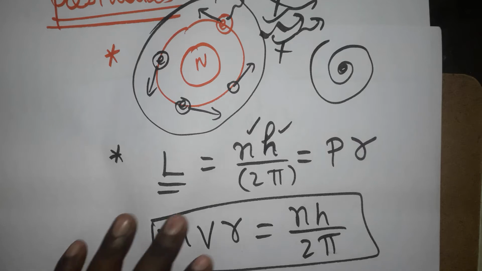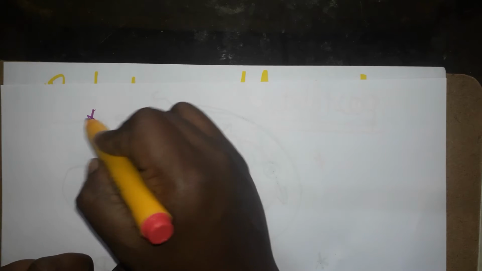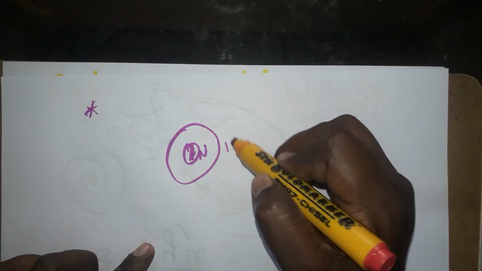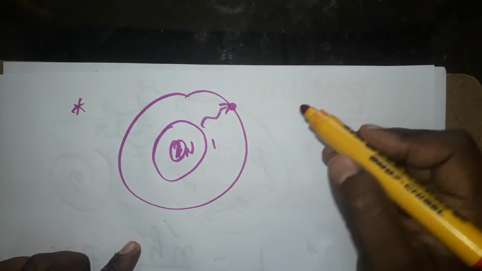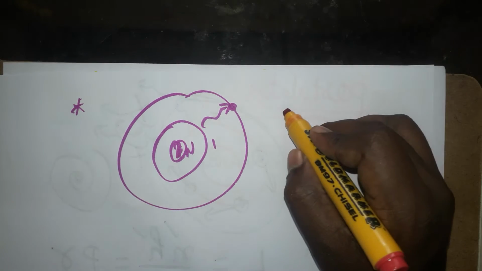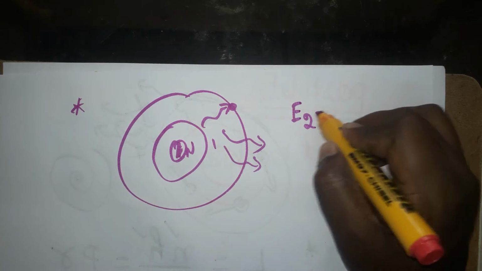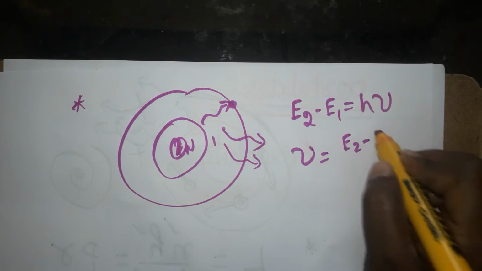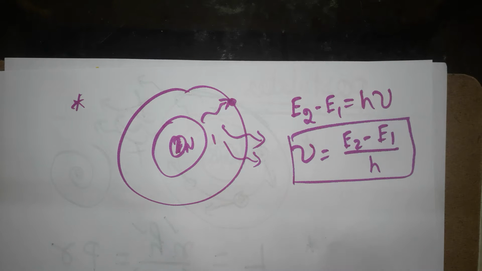Next, the third postulate. When the electron is jumping from one orbit to another orbit, say from the first orbit to the second orbit, it will emit radiation. When the radiation is emitted, we get the frequency. So E2 minus E1 is equal to h times the frequency, which gives frequency equal to E2 minus E1 divided by h, where h is the Planck constant. So these are the three Bohr's postulates.